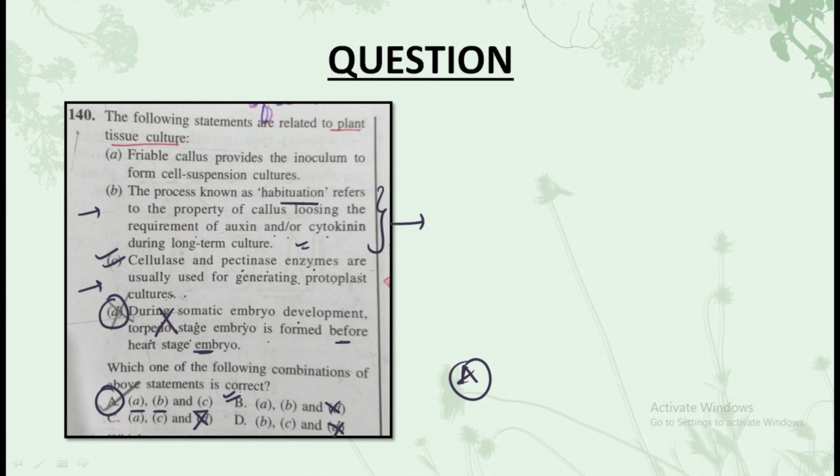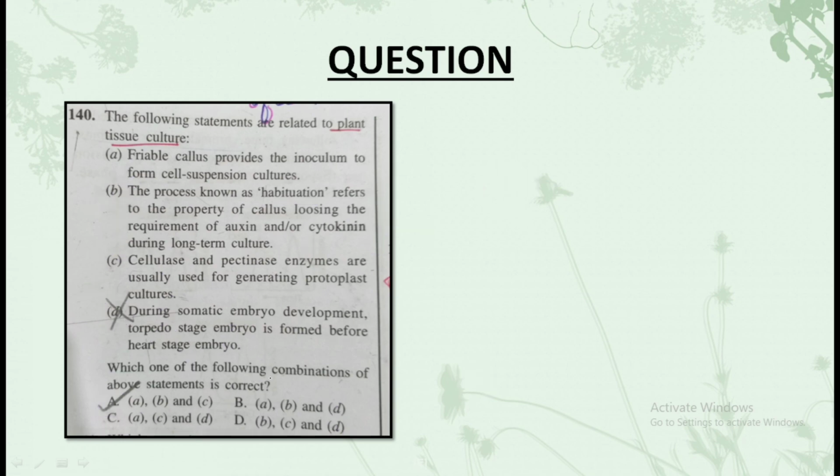So you can see that we knew that the torpedo is formed after the heart stage. We could easily eliminate the incorrect option and reach the final option without having any knowledge about option B. So with this we can understand that it is not compulsory that we have knowledge of every single point. Instead, if we could eliminate the incorrect option, we could easily reach the final answer in case of these combination type of questions.